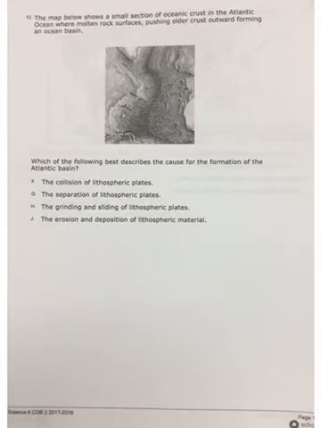Number 12. The map below shows a small section of oceanic crust in the Atlantic Ocean where molten rock surfaces, pushing older crust outward, forming an ocean basin. Which of the following best describes the cause for the formation of the Atlantic Basin? F, the collision of lithospheric plates. G, the separation of lithospheric plates. H, the grinding and sliding of lithospheric plates. J, the erosion and deposition of lithospheric material.